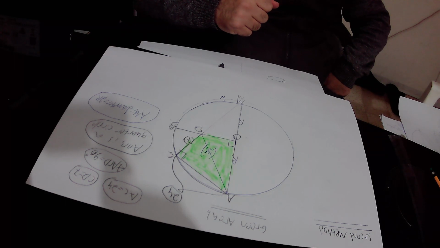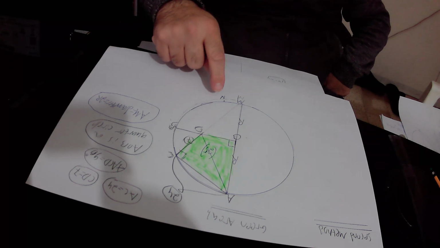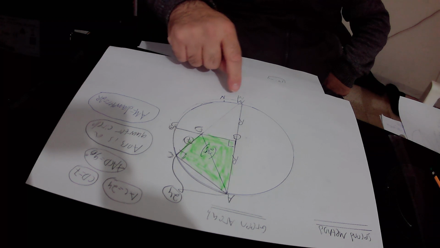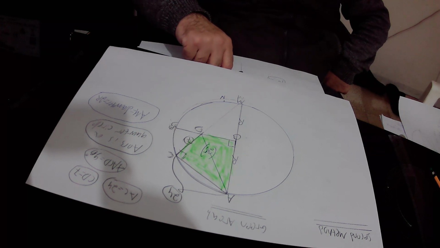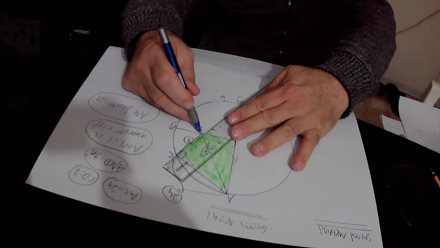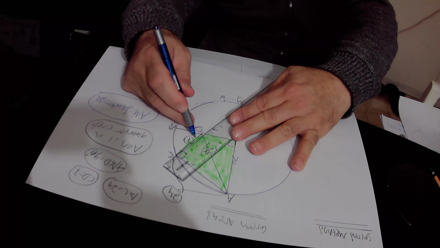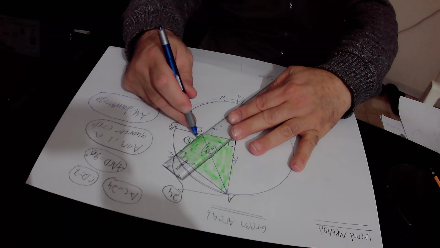Therefore, we must conclude that the extended side CD will not touch the circle at point N, but at point M. At point M and not at any other point. In this way, we will avoid the contradiction to rule number 5.